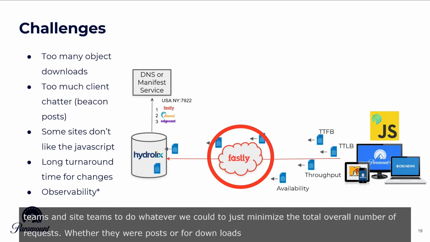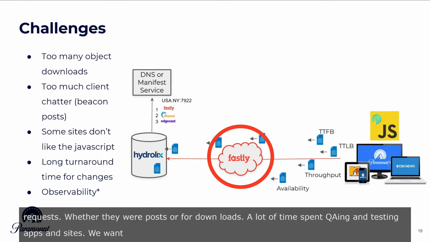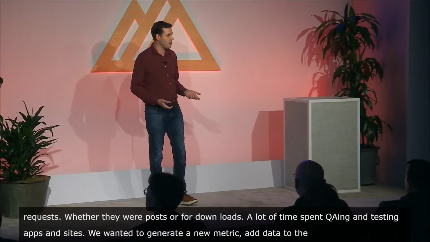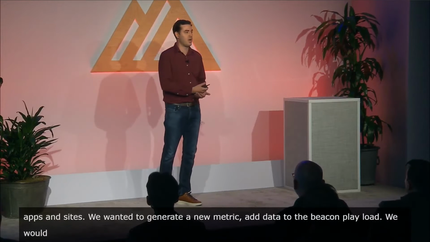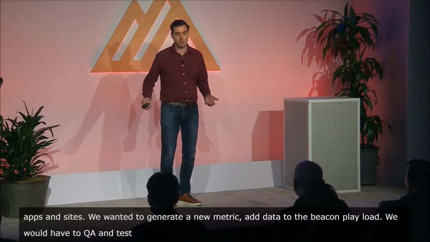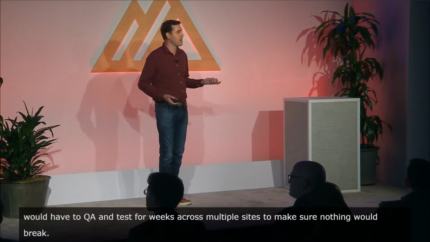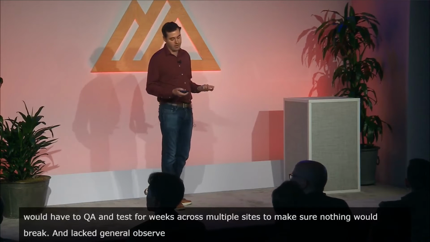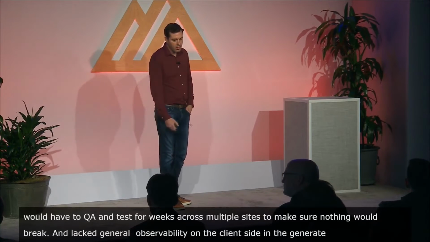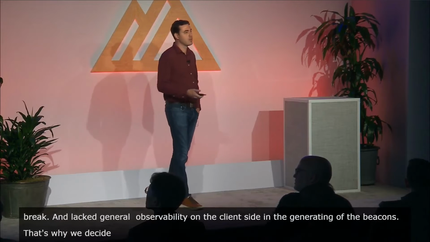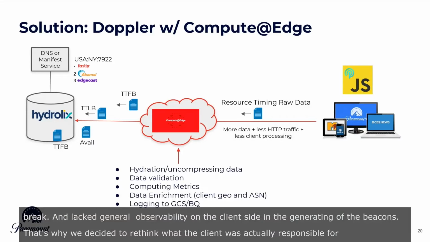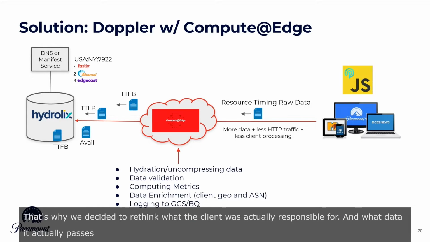There'd be a lot of time spent QAing and testing the different apps and sites. When we wanted to do rather trivial things, like generate a new metric or add some data to the beacon payload, we'd have to test and QA for weeks across multiple sites to make sure nothing would break. And we lacked overall general observability on the client side into the performance of generating those beacons.